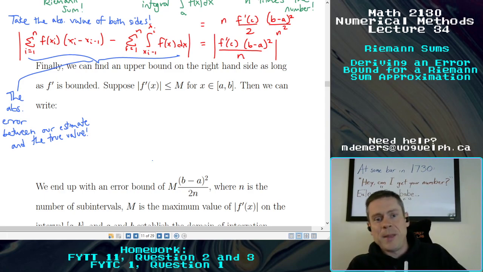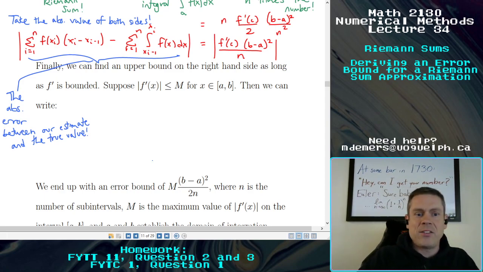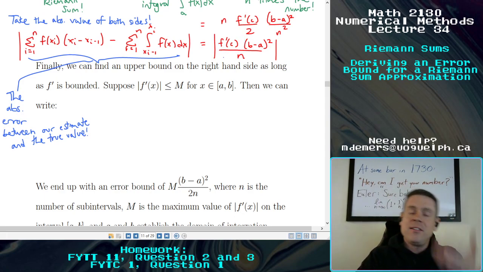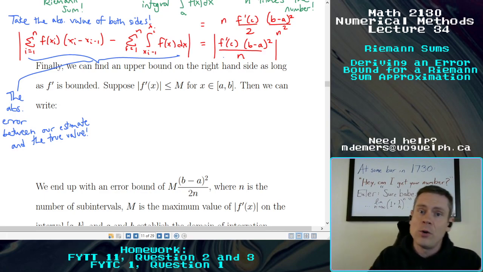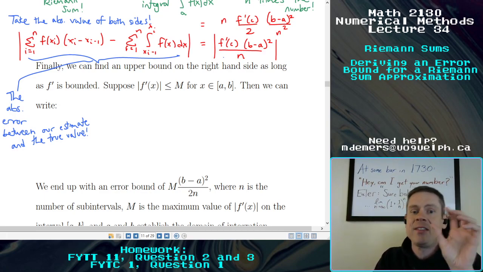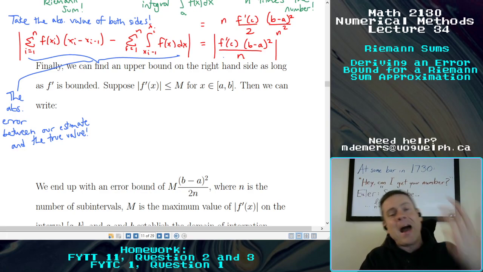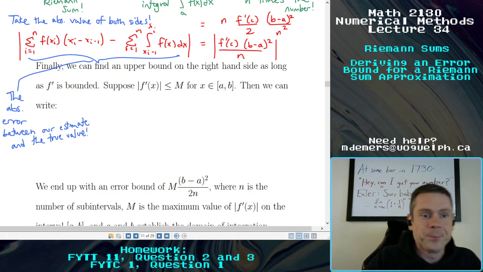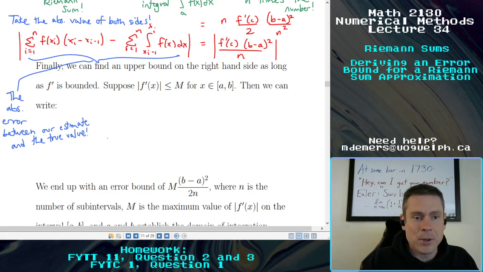Now we do a little bit to make it look a little bit nicer. This f prime of c, we don't typically know what it is. But one thing that we can do is use the properties of the function that we know. And if we know that it's differentiable on our interval, we can replace the f prime of c by an upper bound on that quantity to give us an upper bound on that error. So that means that we're going to end up with this right here.